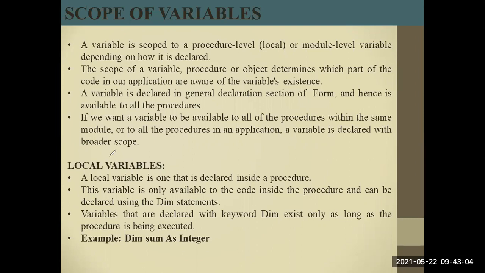Now, let us look one by one at what we mean by local variable or form variable. A local variable is one which is declared inside a procedure, or I can say inside a form. This variable is only available to the code inside the procedure and can be declared using the Dim statement. Whatever we declare with an explicit declaration are called local variables.